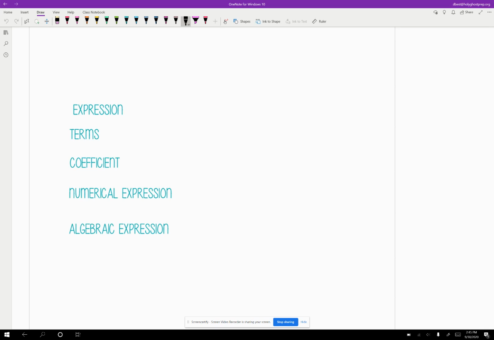And I'm going to write down this example, and you should too. We're going to work with 7x minus 4y plus 3x. And we've got a few vocab terms here that we're going to explain using this combination of letters and numbers. And the first thing is an expression. The expression is the whole thing. Everything we just wrote is an expression.